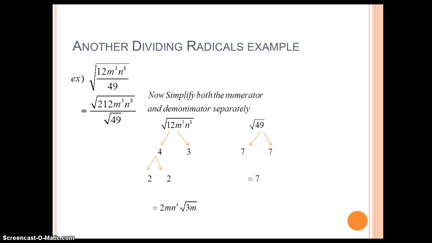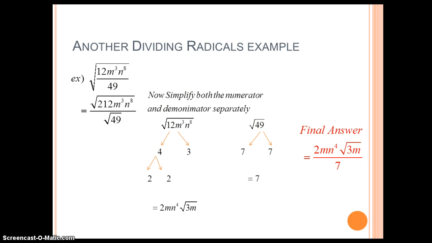Now, again, we're going to simplify the numerator and the denominator separately. So the square root of 12 m to the third n to the eighth is going to simplify down to 2m n to the fourth square root of 3m. And the square root of 49 is going to simplify into 7. Put that into my final answer, and I get 2m n to the fourth square root of 3m all over 7.